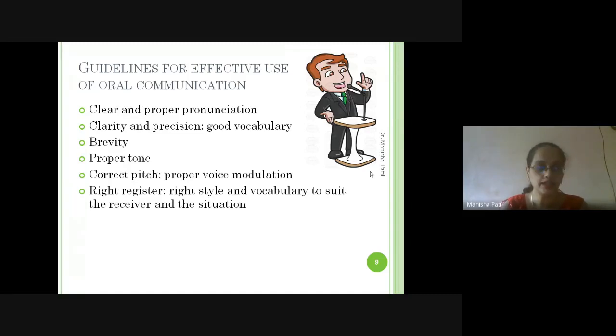Next, right register. Register is the right style and vocabulary to suit the receiver and the situation. There is formal register and there is informal register. For example, when you say good morning, good afternoon, good evening, it is formal register. And when you say hi, hello, it is informal register.